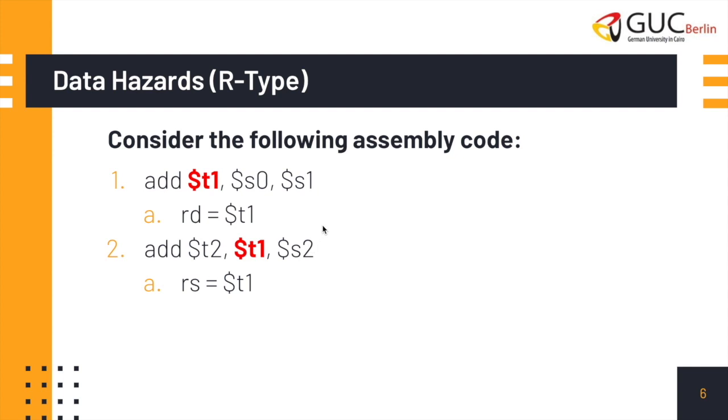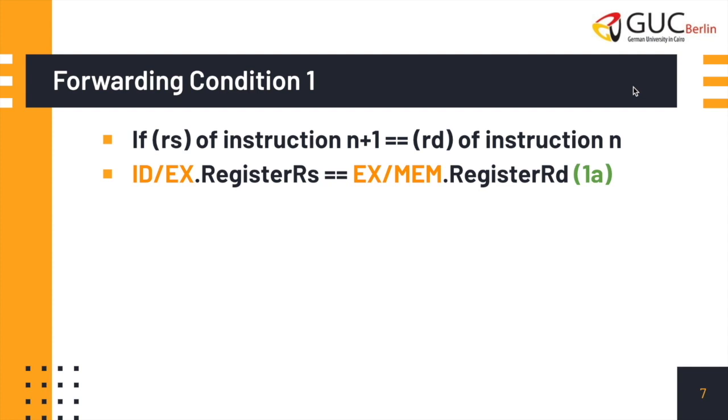So I need to forward from clock cycle 3 to clock cycle 4 the new value of T1. At clock cycle 4, the second instruction will be in its execute stage, and therefore it will operate on the value forwarded from the previous instruction, and it will bypass or discard the value it decoded in the decode stage. So this is the first forwarding condition we have.